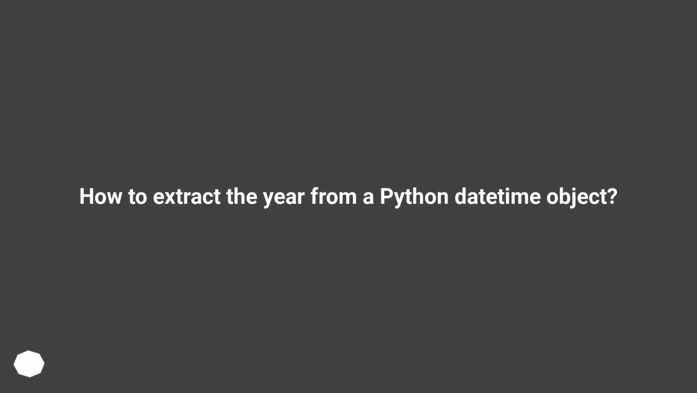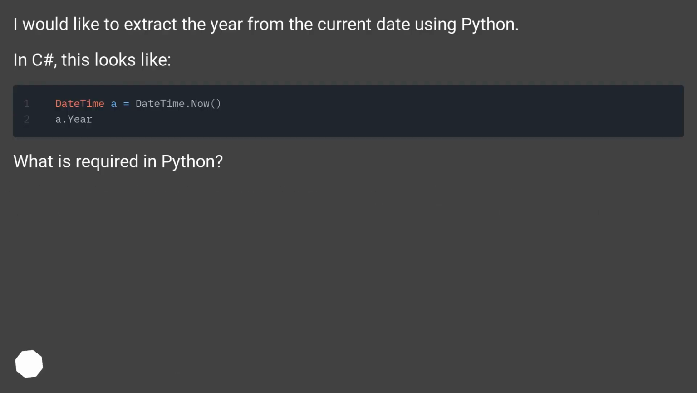How to extract the year from a Python datetime object? I would like to extract the year from the current date using Python. In C#, this looks like... What is required in Python?